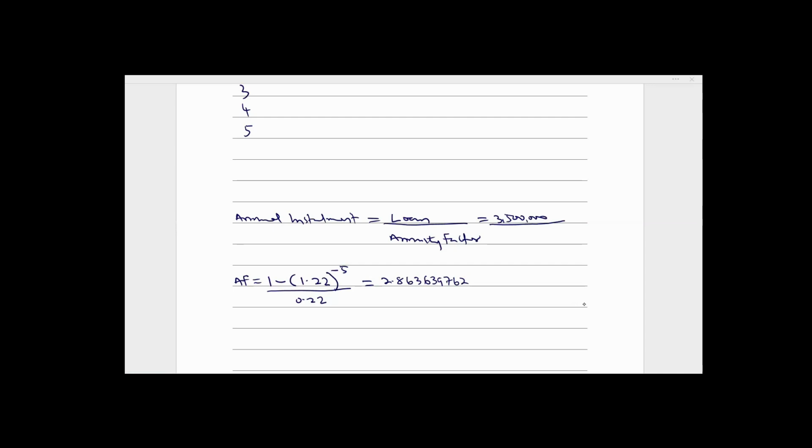Okay, then. So I will then come here: 2.863, 639, 762. So this will give me 3.5 million divided by 2.863639762 equals 1,222,221. So that's the annual installment.